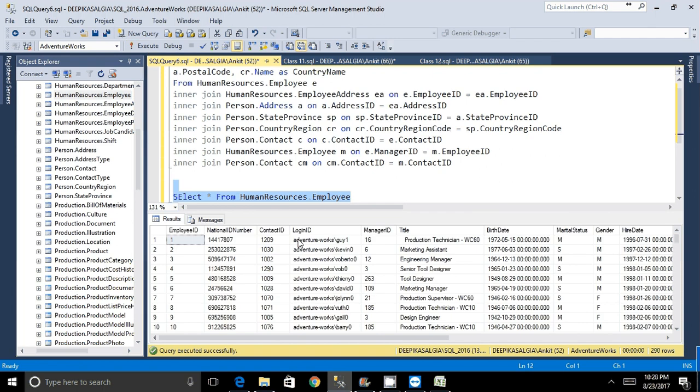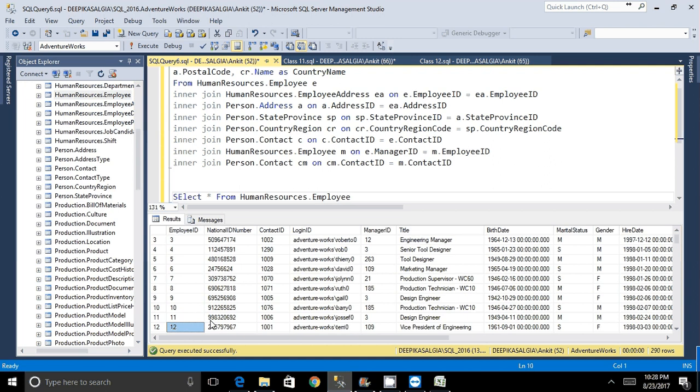All right, so I have this HumanResources.Employee. If I ask you, can you give me how many employees work under this manager? How many employees work under this employee? Can you find out how many employees work under each of them? So how many employees work under each manager? Can you find out?